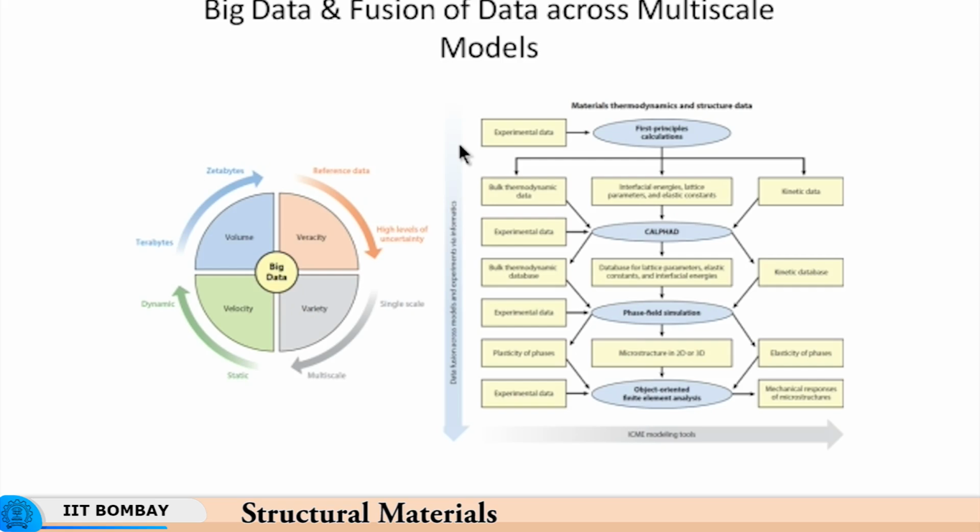Here you have the fusion of data over multi-scale models. So, you have experimental data being used, because experimental data is the real life data, and that is used for first principle calculations, and then it gives rise to kinetic data, interfacial energies. So, basically you infer these parameters from this data, and then when this is given to software like CALPHAD, it will generate more data pertaining to the bulk thermodynamic database and so on, and the kinetic database.